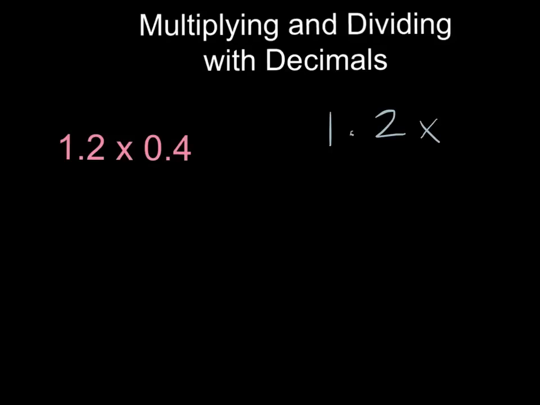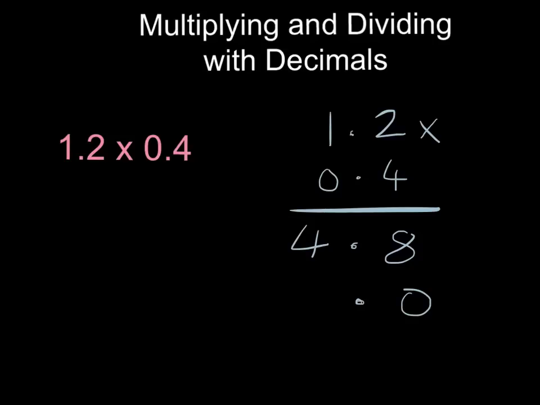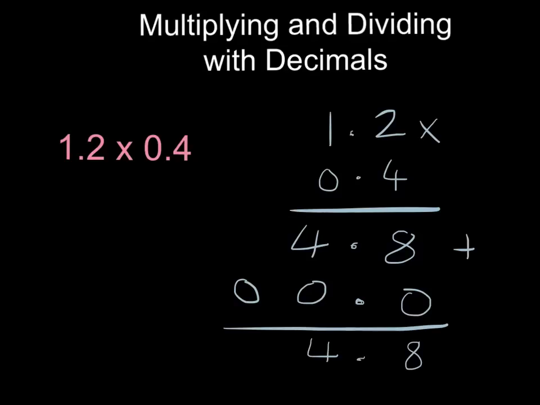You could try this and say 4 times 2 is 8, 4 times 1 is 4, and then a new line, put a 0 down. 0 times 2 is 0, 0 times 1 is 0, and add them up, and lining up the decimal points gives you 4.8.